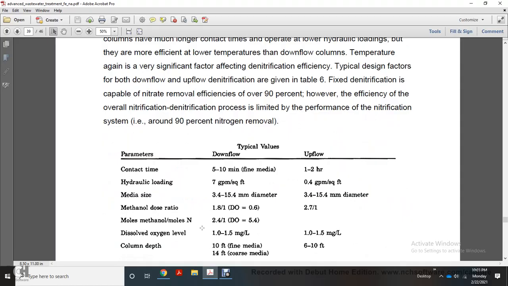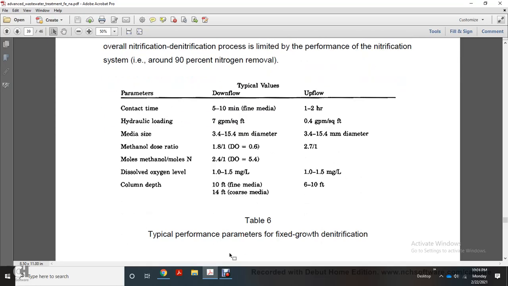Contact time 5 to 10 minutes for fine media downflow, 1.5 to 2 hours for upflow. Hydraulic loading, downflow 7 gallons per minute per square foot, upflow 0.4 gallon per minute per square foot. Media size 3.4 to 5.45 millimeters in diameter. Methanol dose rate 1.8 to 1, 2.7 to 1. Moles methanol to moles N 2.4 to 1. Dissolved oxygen level of 1.0 to 1.5 milligrams per liter. Column depth: fine media 6 feet, 10 feet for upflow, and 14 feet for coarse media.